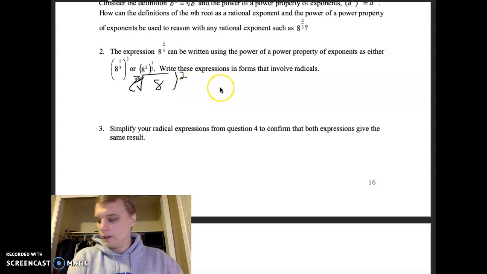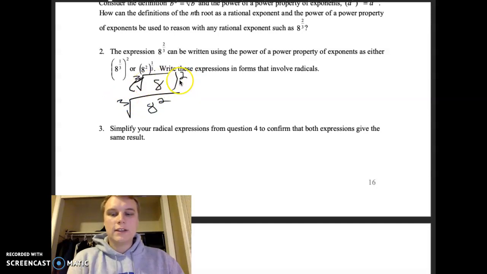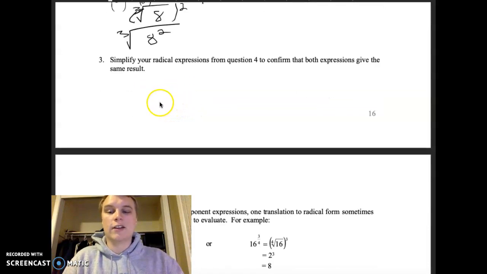So that's what that would look like. Then if we did the other one, we have 8 squared to the 1/3 power. What that would look like is the cube root of 8 squared. These look different. We have a root squared, and then we have 8 squared, then cube rooted. What we're going to show next is that they are actually the same.